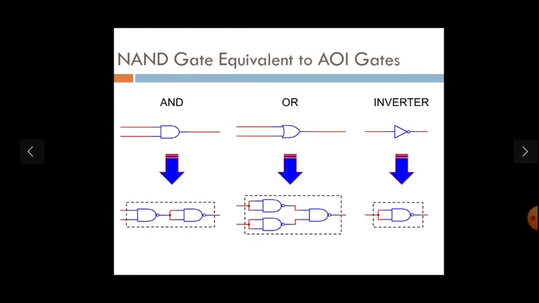Now see the NAND gate equivalent to different kinds of gates, right? See how a NAND gate becomes AND, how a NAND gate becomes OR, how a NAND gate becomes an inverter gate or NOT gate. See this figure.